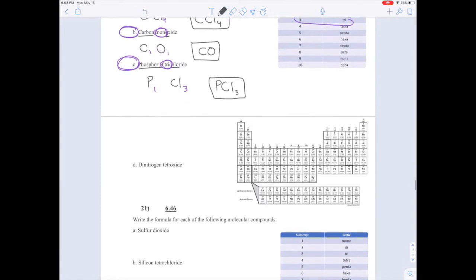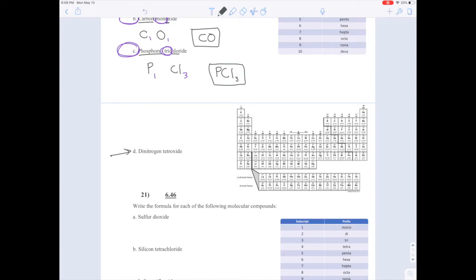Let's try dinitrogen tetroxide, D here. So first let's write the elements, then we'll worry about the prefixes and what they tell us about the subscripts. First is nitrogen. Nitrogen's in the top right of the periodic table. The symbol is a capital N. Then ox. Ox is referring to oxygen. It's right next to nitrogen, to the right of it. The symbol is a capital O. So much for the elements.